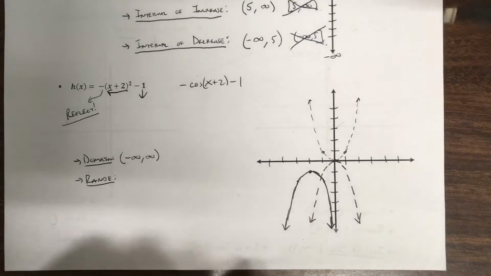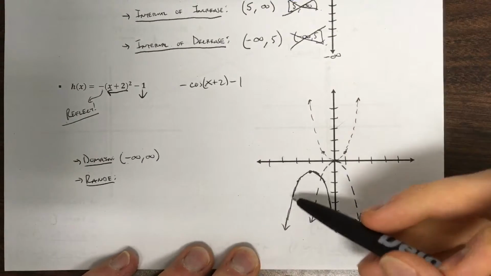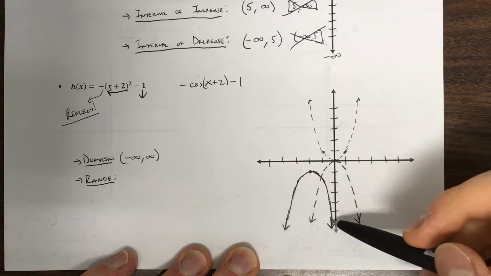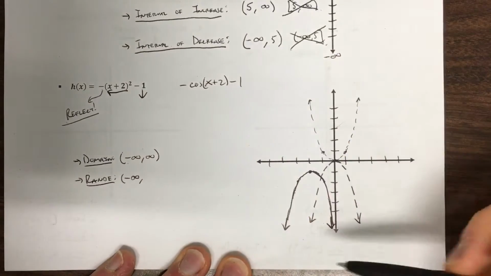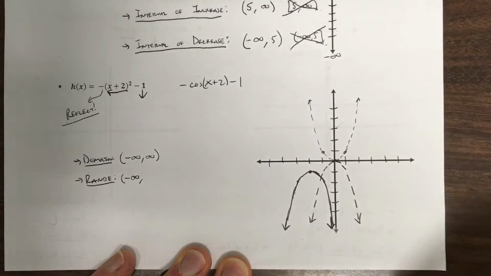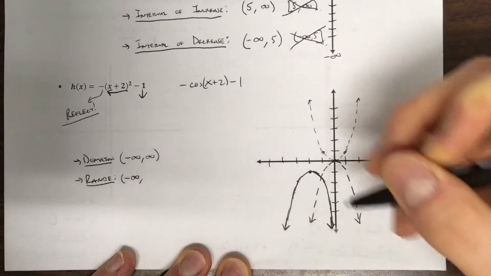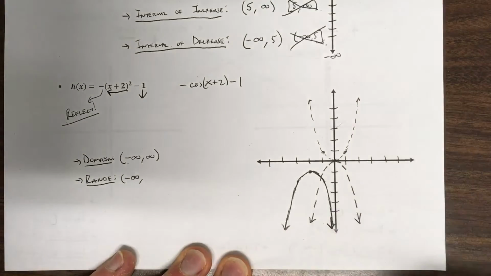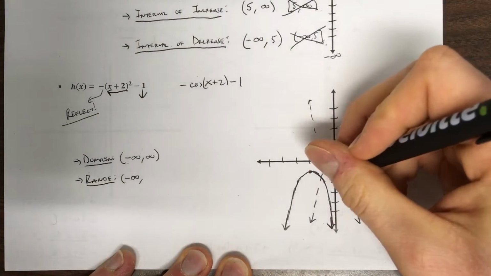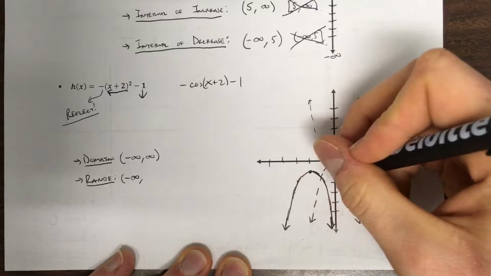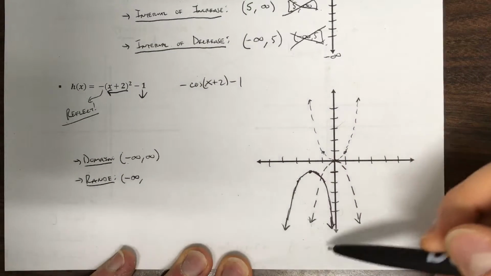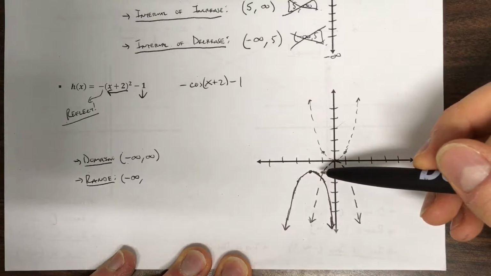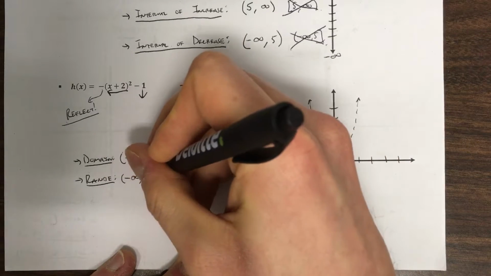Range, we're talking about y values. So we think, what is the lowest value my function can take? Well, here these arrows mean it goes down forever. So the lowest value would be negative infinity. The highest value on the y-axis, because we're looking at the y values, would be here, and that would be a negative 1. So from negative infinity, our lowest values, all the way up to negative 1, our function is defined.